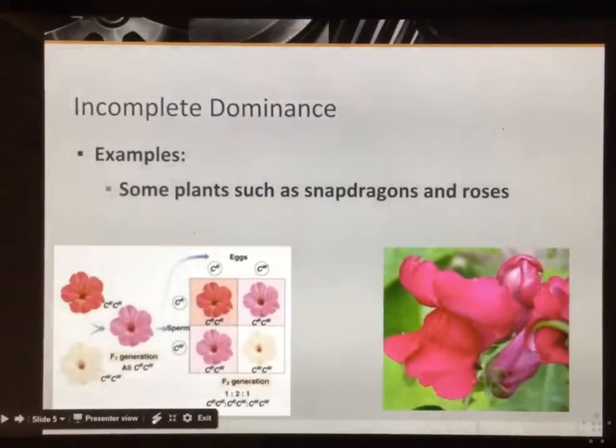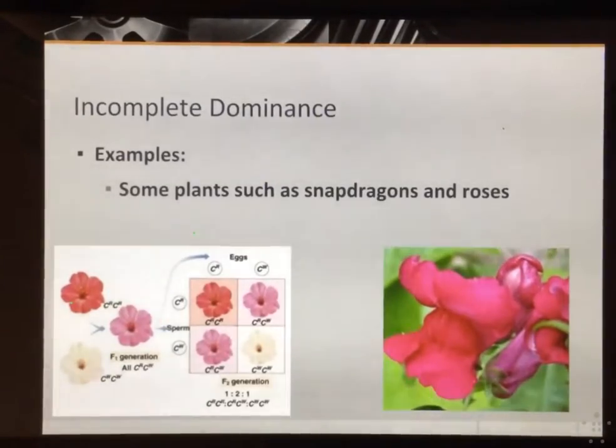So here's a case of incomplete dominance, such as in snapdragons or roses. As you can see from the Punnett square below, you have a red flower and a white flower. They are both purebred, red and white. When you mix them together, you produce an intermediate, a pink flower. Very common.